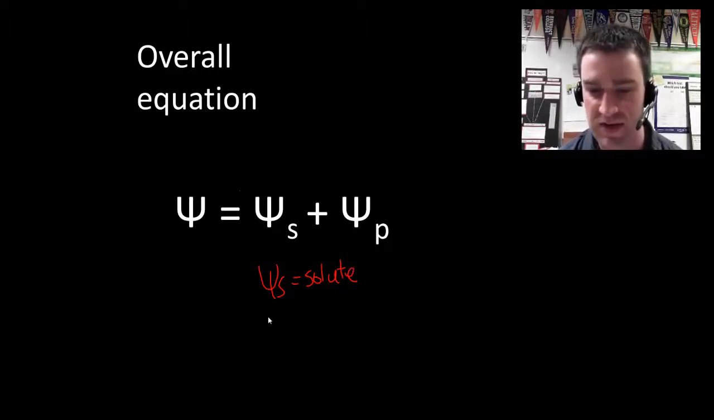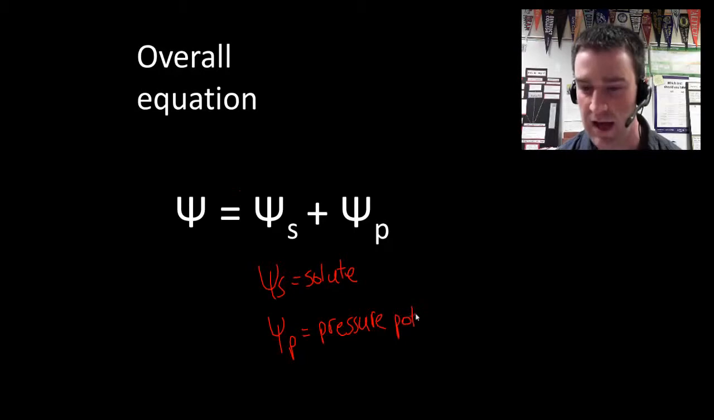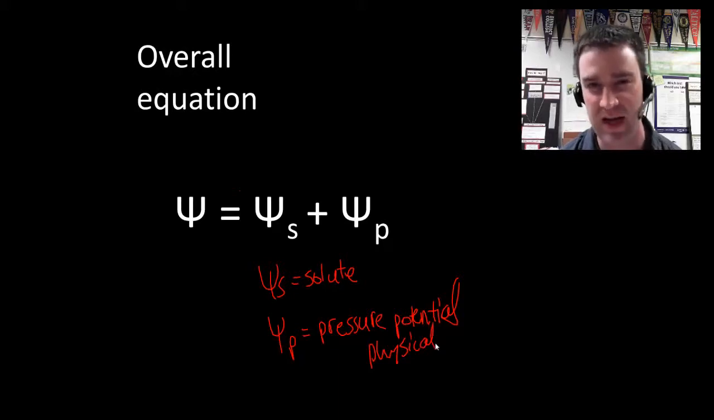But psi p is something we haven't considered yet. Psi p is what's referred to on the equation sheet as pressure potential. You can think of that as physical pressure, physical pushes and pulls and how that might influence water's movement as well. And so with this equation, to think about which way water moves, we need to think about both of those contributions by adding them together.